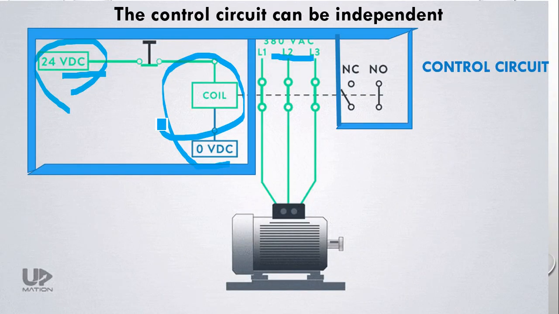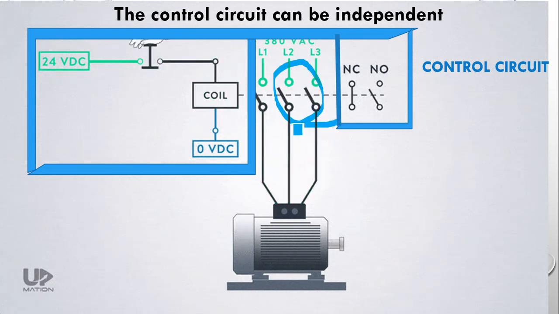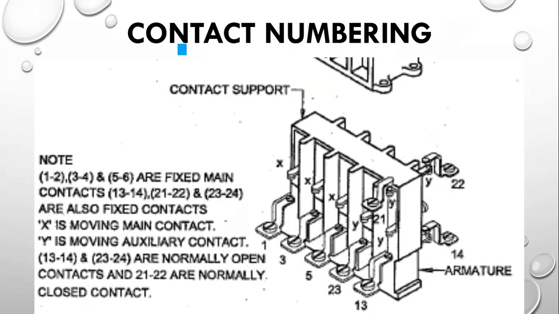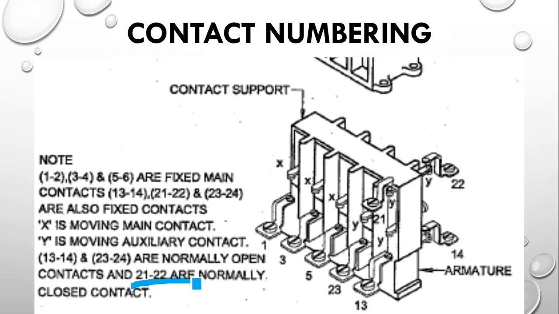So while specifying a contactor, you have to specify the coil voltage, the contact's current carrying capacity, and the system voltage. Now the contact numbers are also important in the contactor. There are power contacts like 1, 2, 3, 4, 5, 6. They are normally open contacts. And in the auxiliary contacts, there are 13, 14 and 23, 24, which are normally open only. And there are auxiliary contacts 21, 22, which are normally closed. So there are fixed numbers given to the contacts of this contactor.